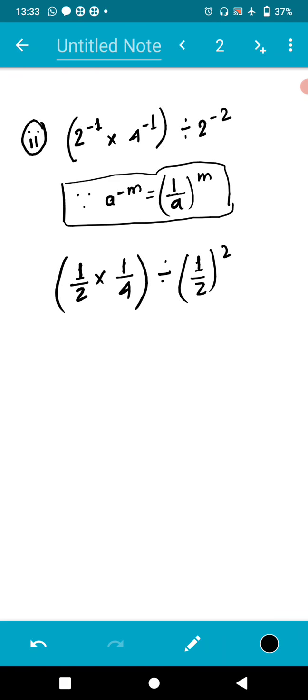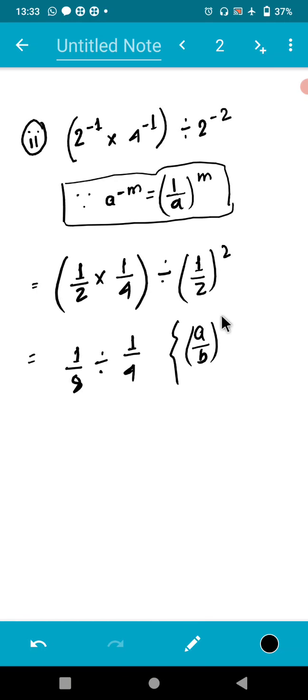Now let's solve the bracket first. So 1 1s are 1 and 2 4s are 8 divided by, now 1 by 4. How 1 by 4? Because we have studied one law like this: a to the power m and b to the power m, isn't it? So how have I opened this? 1 square means 1 to the power 2 is what? 1 only, and 2 square means what? 4, isn't it?